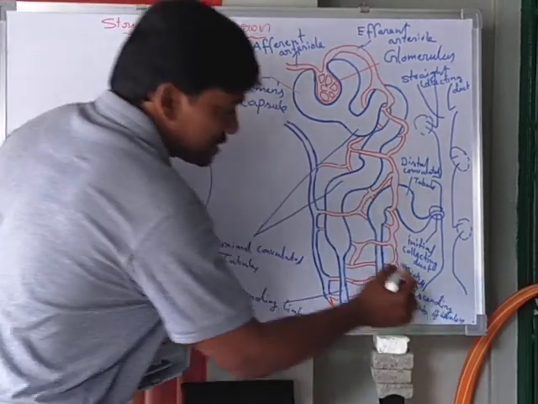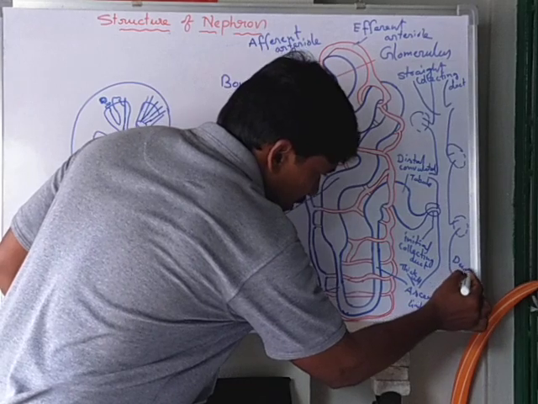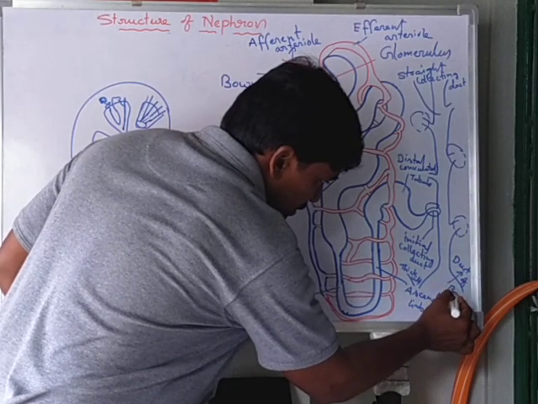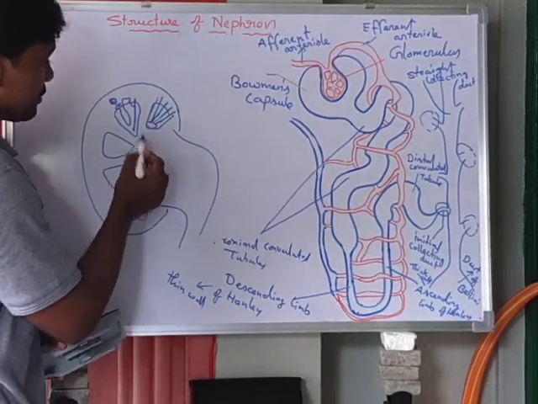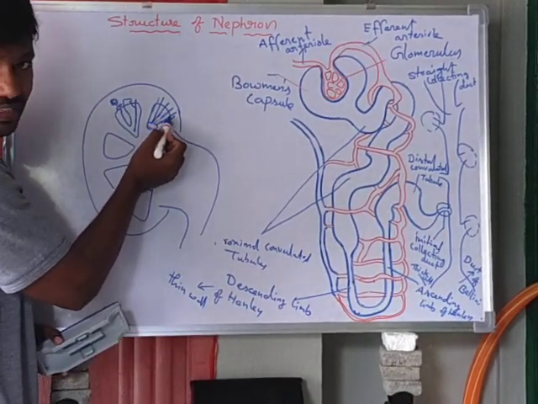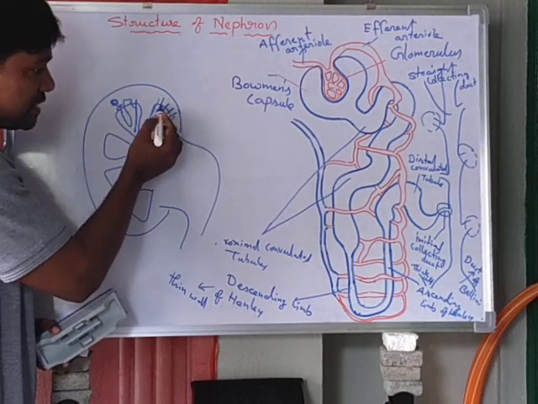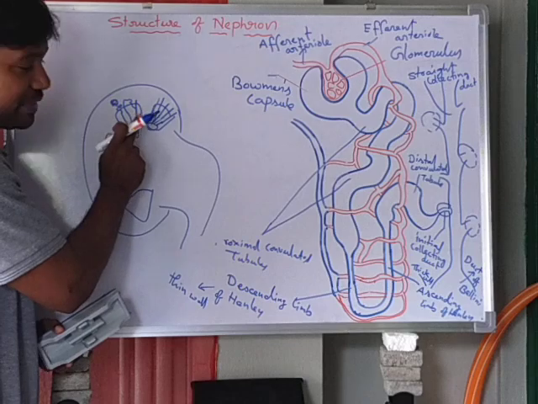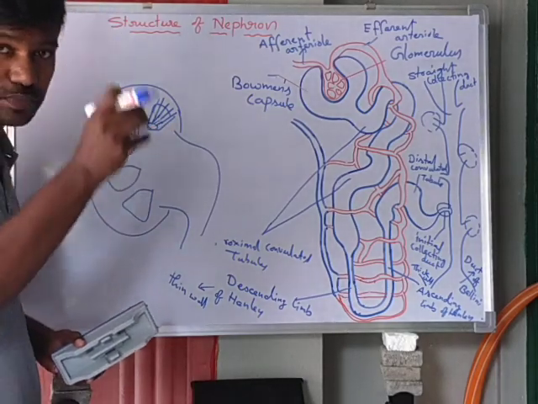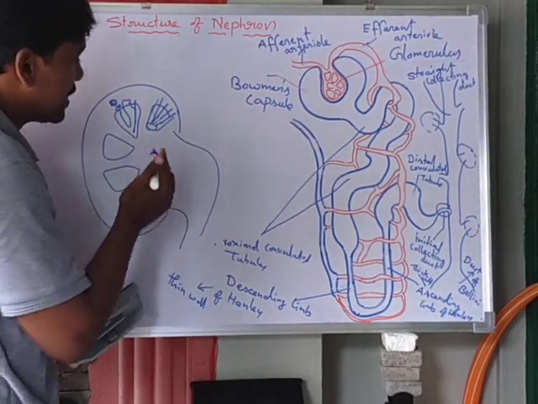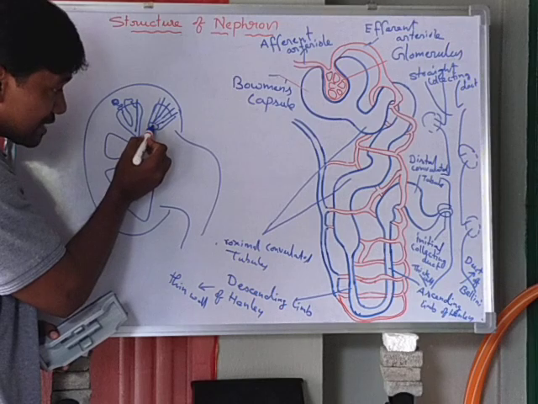Here we see, this is the duct of Bellini. All these straight tubes, the collecting ducts of each pyramid, join together to form a duct of Bellini.